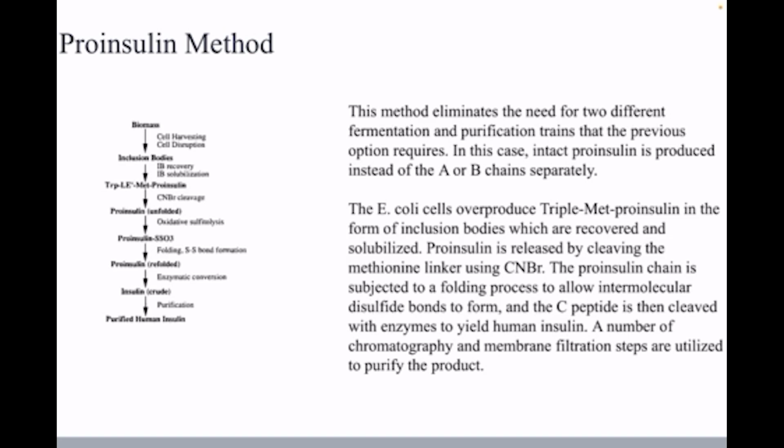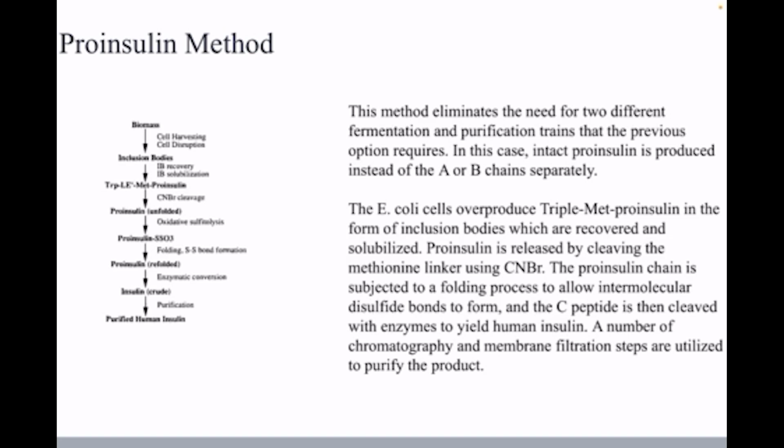The proinsulin method eliminates the need for two different fermentation and purification trains that the previous option requires. In this case, intact proinsulin is produced instead of the A and B chains separately. The picture shows the key manufacturing process steps.